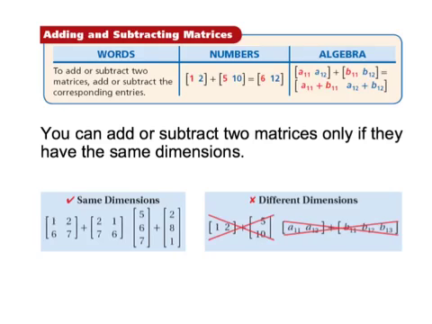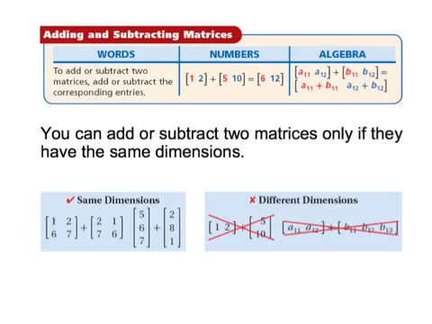All right, now we're going to add and subtract matrices. To add or subtract 2 matrices, add or subtract the corresponding entries. So you see I've got a 1 by 2. I'm adding the first location with the first location, and I'm getting the new one. So 1 plus 5 equals 6, 2 plus 10 equals 12. You always just add the corresponding entries.